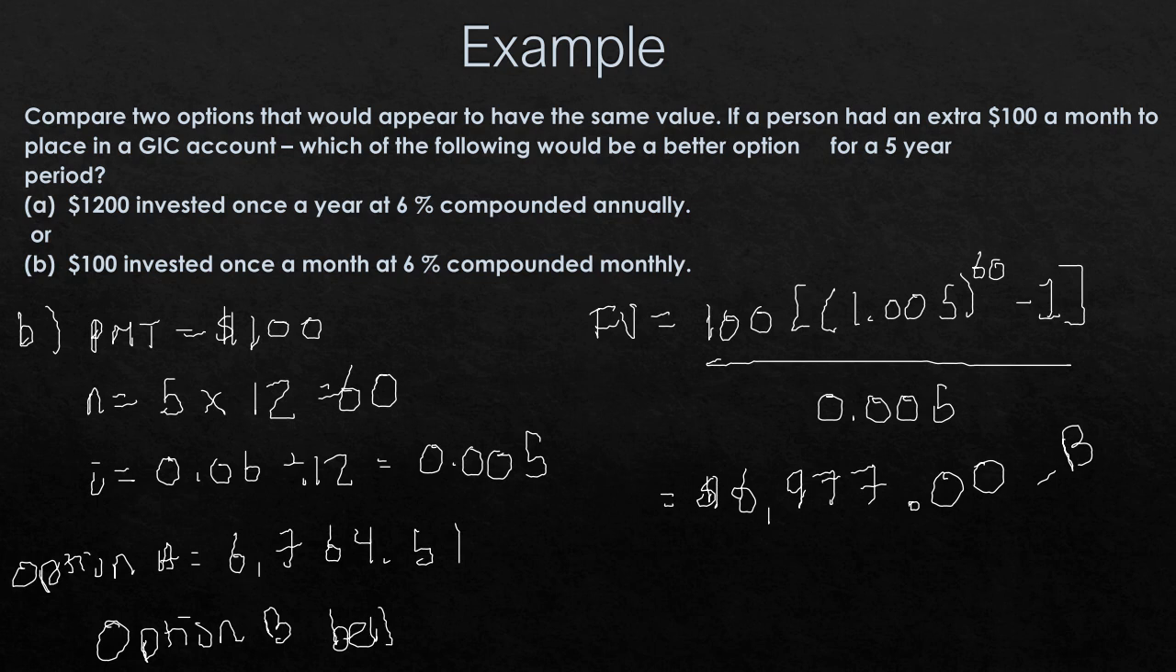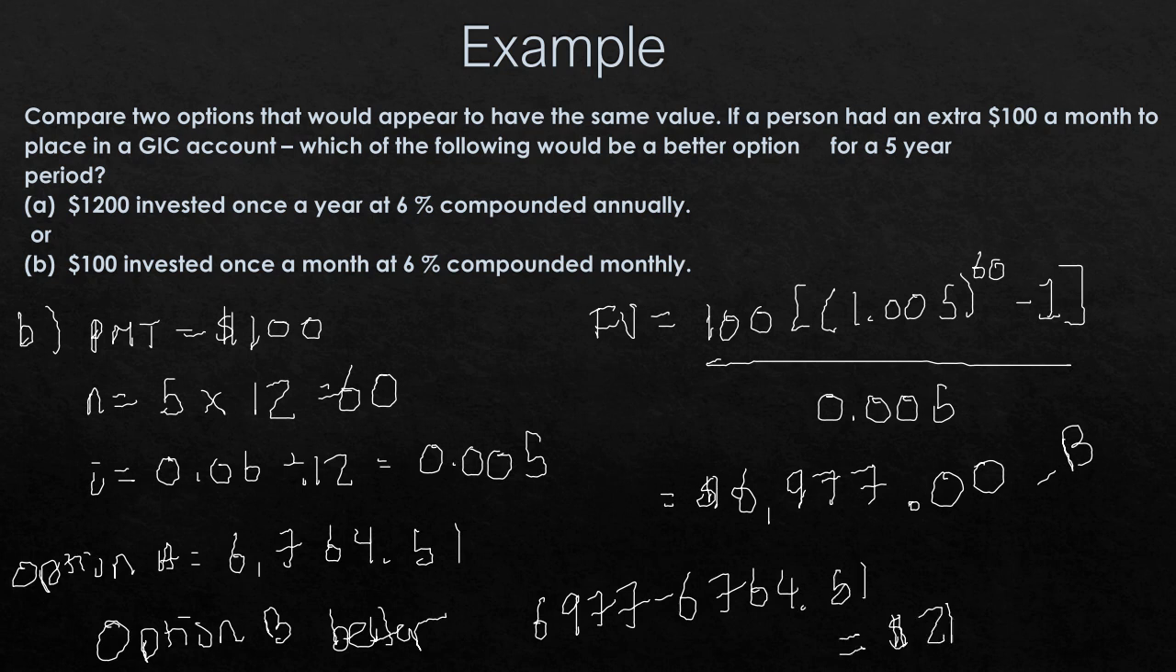And it's better, let's figure out, does it ask by how much? No, it just asks which is better, but let's calculate how much. So I'm going to take option B minus option A. So 6977 minus 6764. I'll punch that into my calculator and I get $212.49. So option B is better by just over $200.